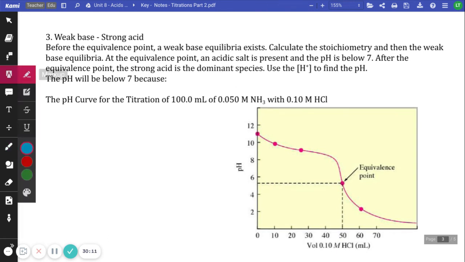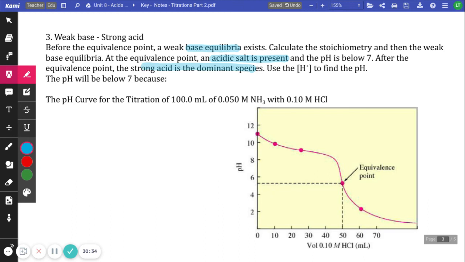So before the equivalence point, a weak base equilibria exists. We have to calculate this stoichiometry and then the weak base equilibria. At the equivalence point, an acidic salt is present, so the pH is going to be below 7. And after the equivalence point, strong acid is the dominant species, so we can just use our hydrogen ion concentration to find the pH.